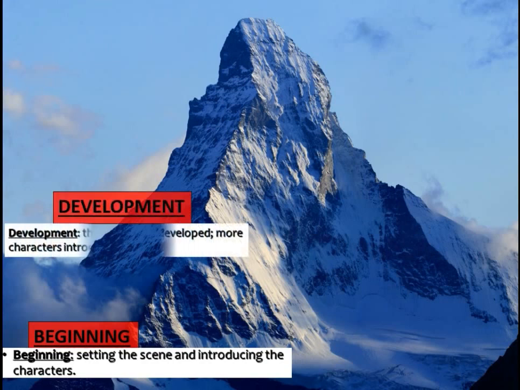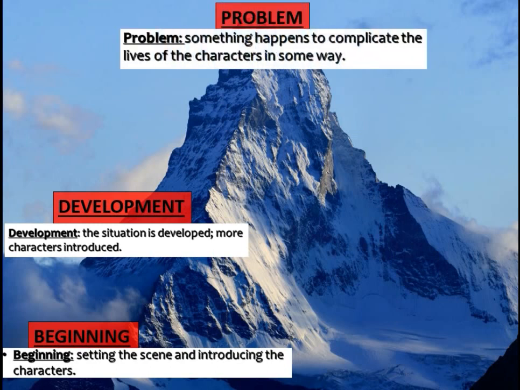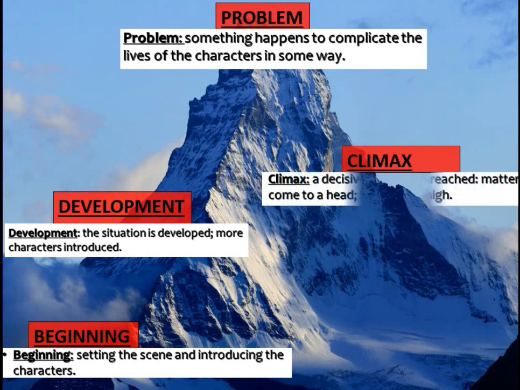The next part is the development. This is where the situation is developed and you may introduce more characters or give more depth to the one character. Problem. This is where something happens to complicate the lives of the character in some way. A climax. This is where a decisive moment is reached or matters come to a head, suspense is high. So this would be, if it was a James Bond film, where the villain was killed.